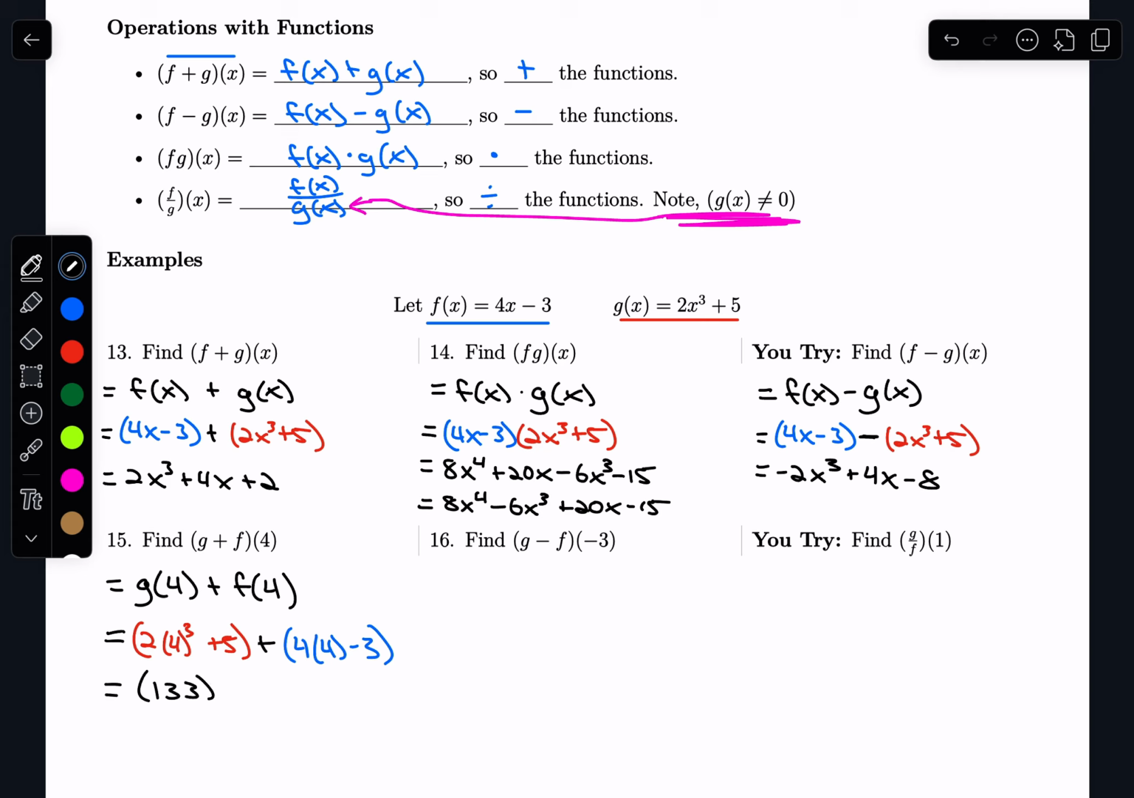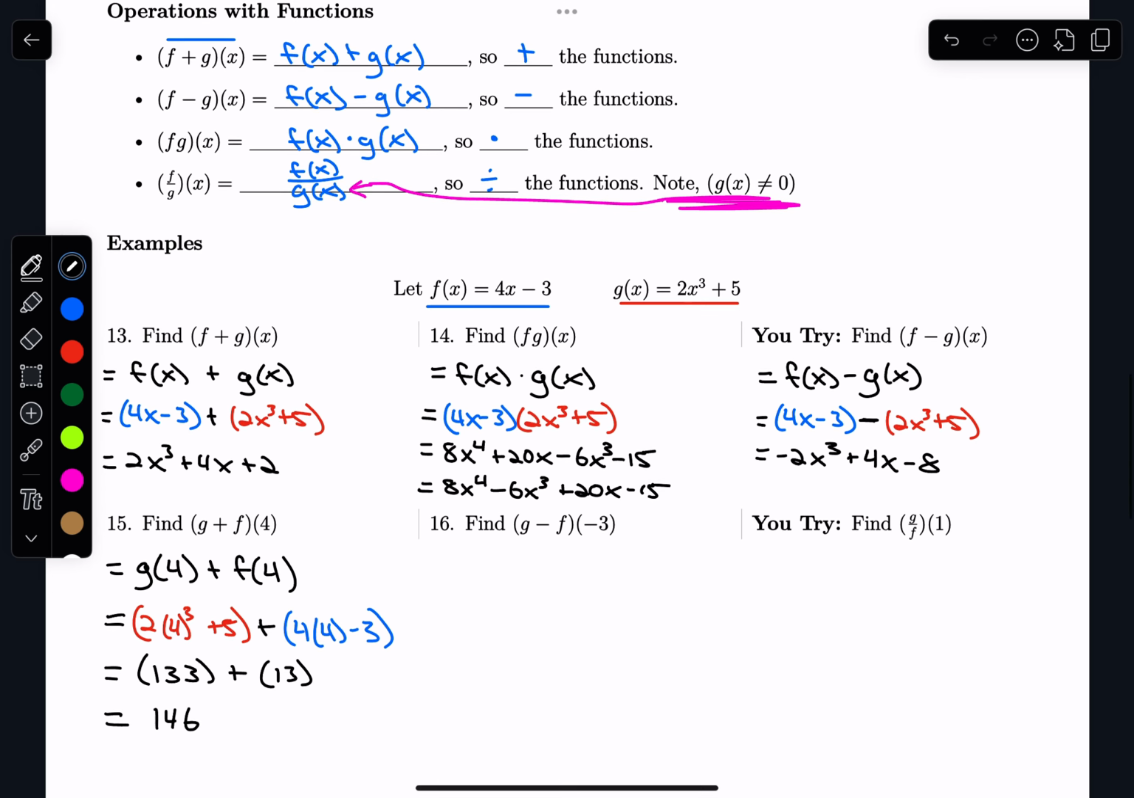So that first set of parentheses is 133. And the second set, 4 times 4 is 16, minus 3 is 13. So we're going to do plus 13. And if we add those together, we get 146. You're always more than welcome to check these answers on a calculator, but we should be able to do that math just right here on the paper, even if you have to write a couple extra steps.